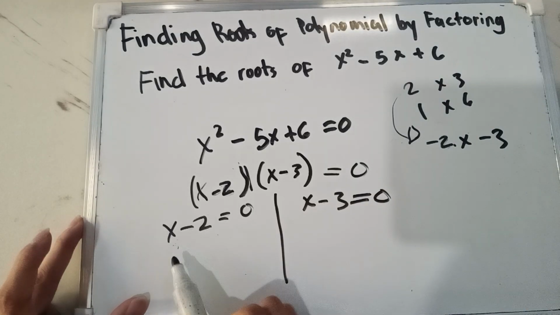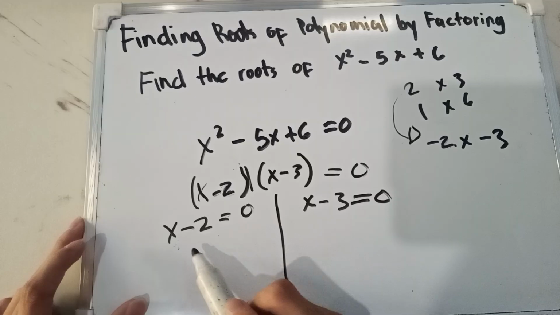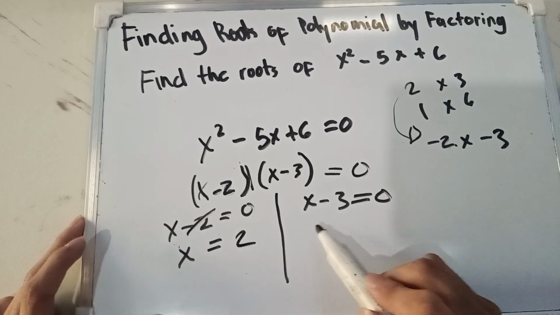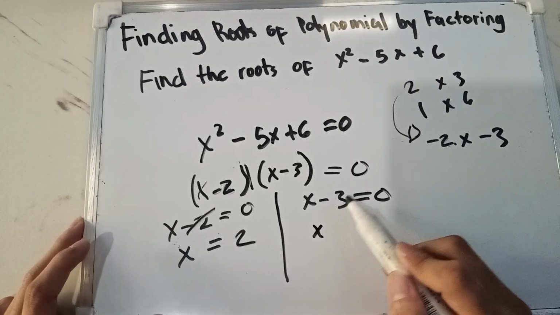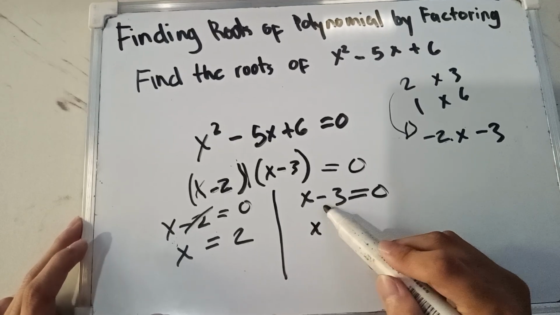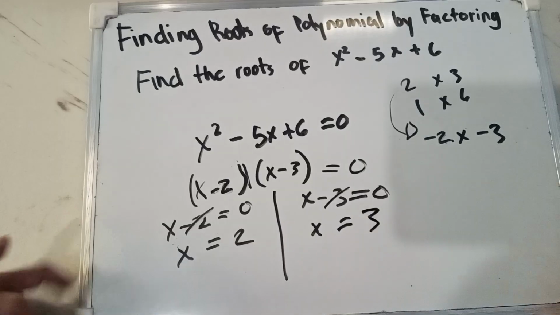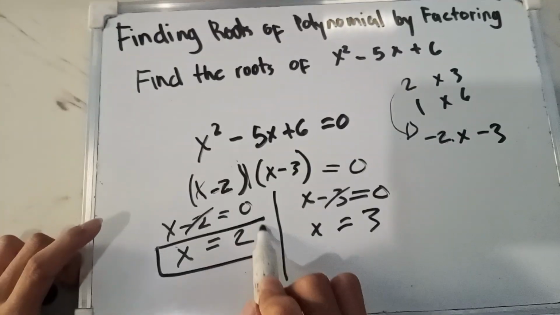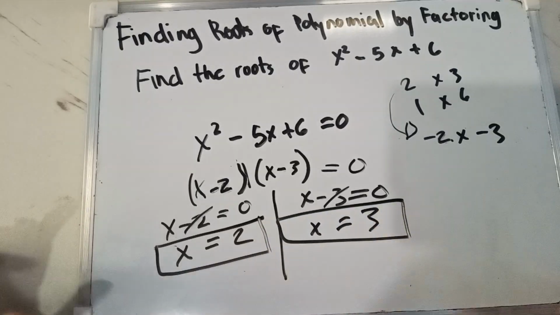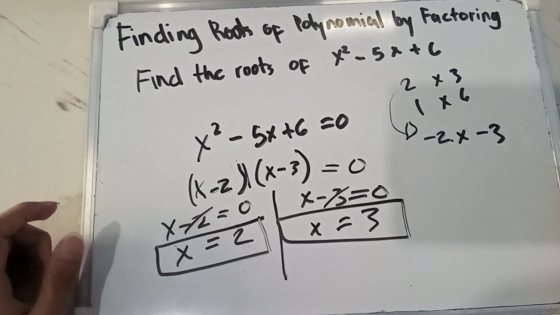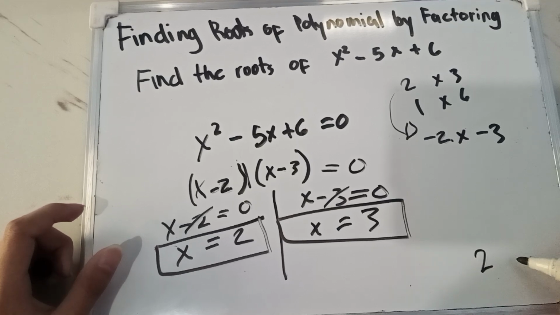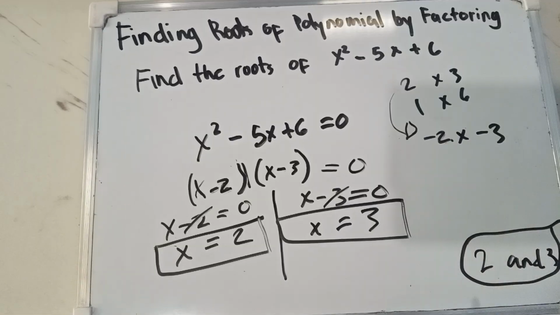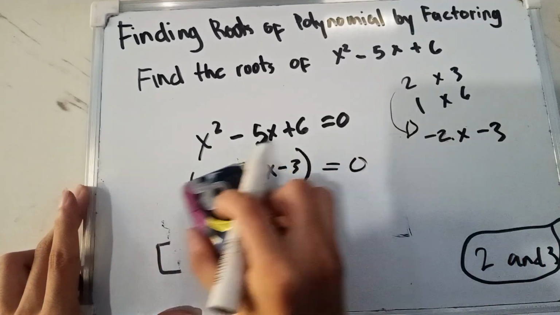Now you want to isolate x, so add 2 to both sides. This will cancel, equal to 2. Same thing here, add 3 to both sides. This will cancel, and we got 3 here. Therefore our roots for this specific polynomial are 2 and 3. Now to check if our answer is correct, we can substitute it.